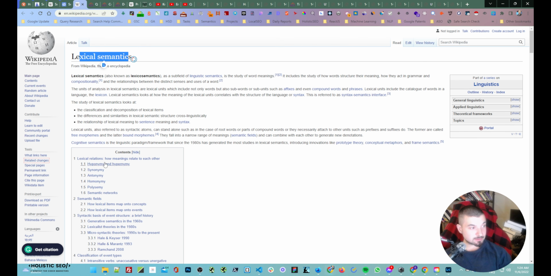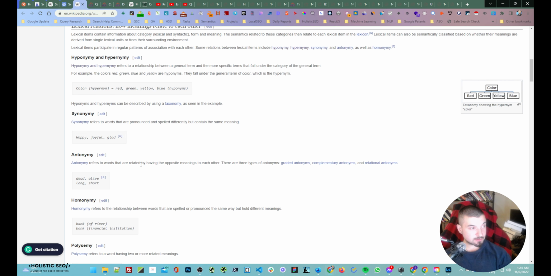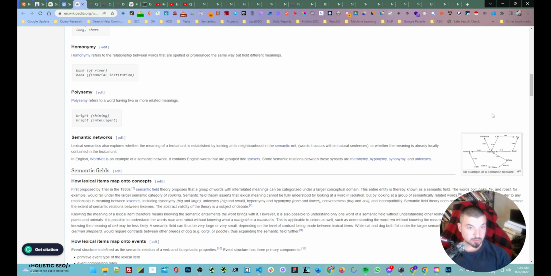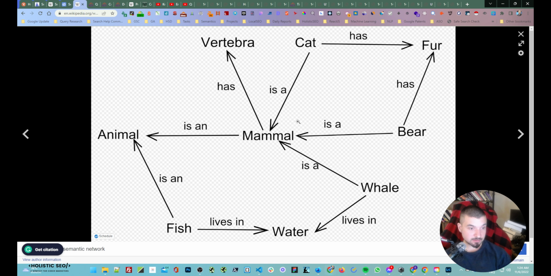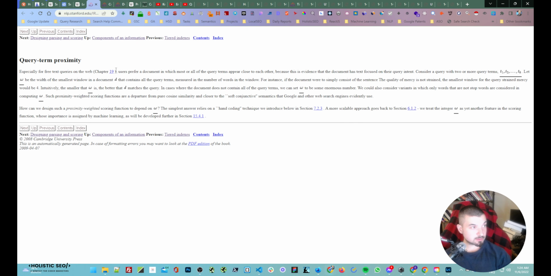Lexical Semantics. I suggest you read all these things. I will be publishing some other articles. You try to create these types of word graphs for yourself. As you see, there are relation types between these things as well. Has a, is a, blah, blah, blah. You will be seeing these things a lot.